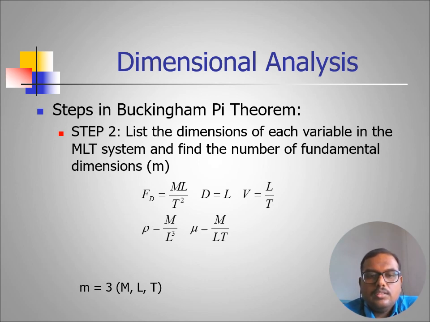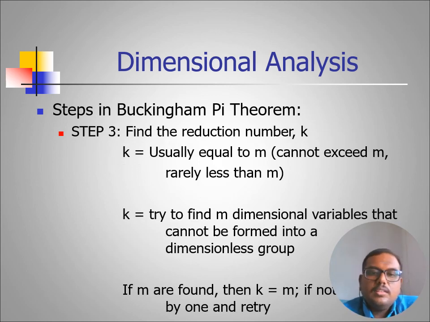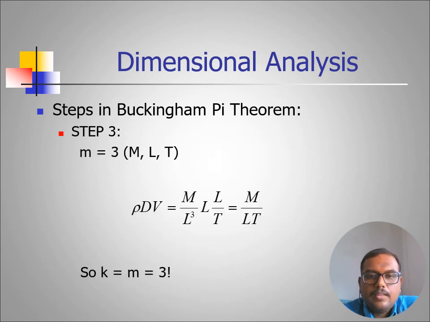In step 3, define the reduction number. How much we usually need to choose the dimensionless term: find the reduction number k, which usually equals m, cannot exceed m, and is rarely less than m. Try to find the m dimensional variables that cannot be formed into a dimensionless group. If m are found, then k equals m. Here m equals 3, we have found 3 fundamental dimensions, M, L and T. Now we arrange that drag force is dependent on these variables, so k equals m, which is equal to 3.